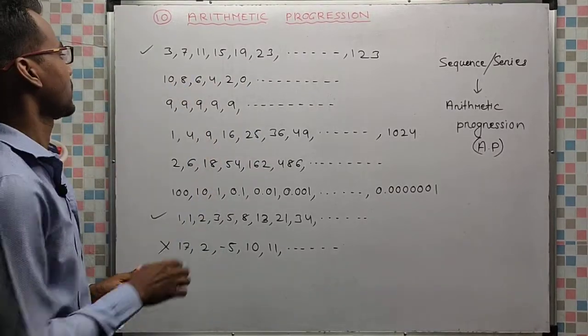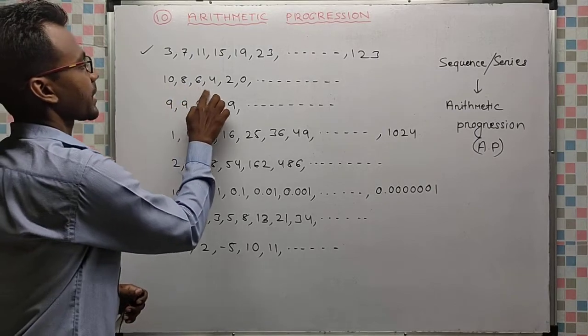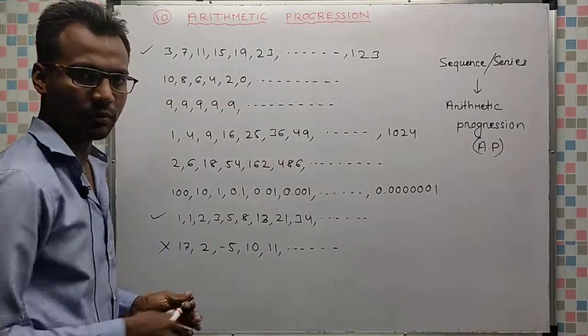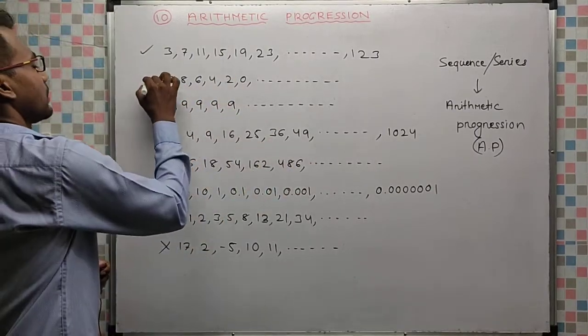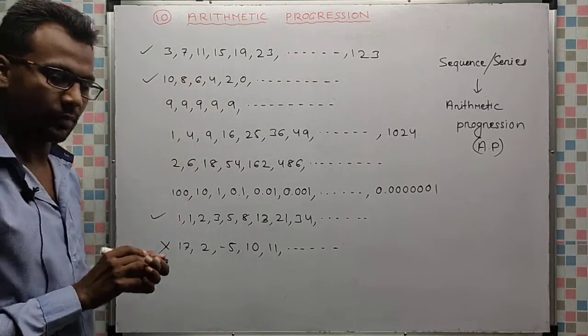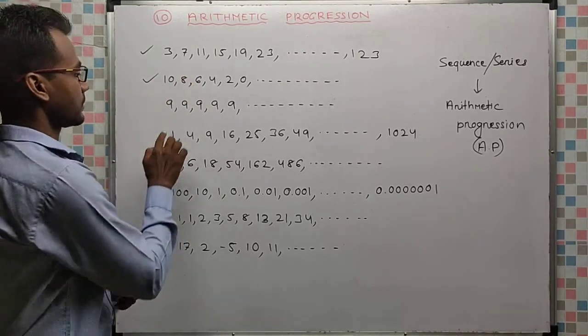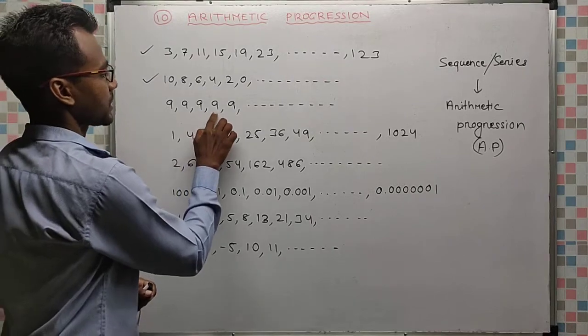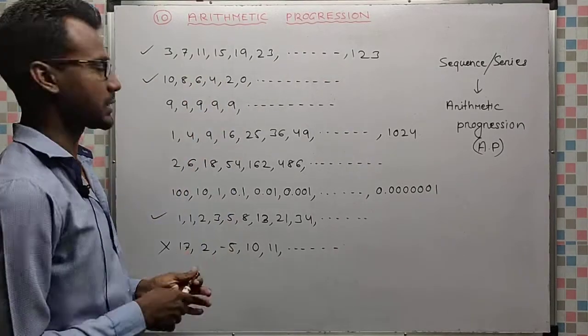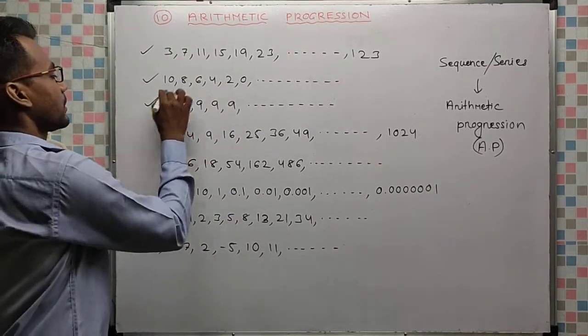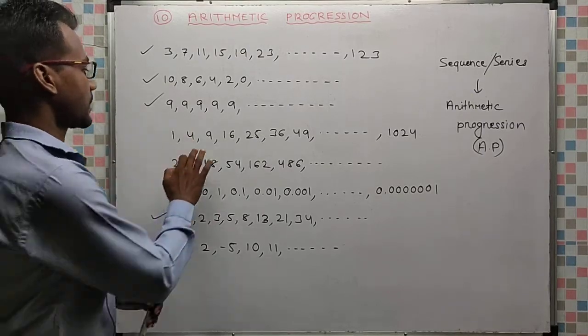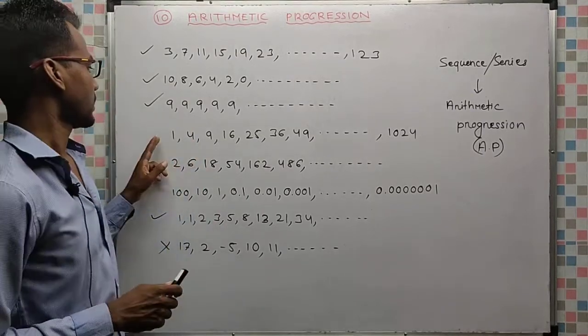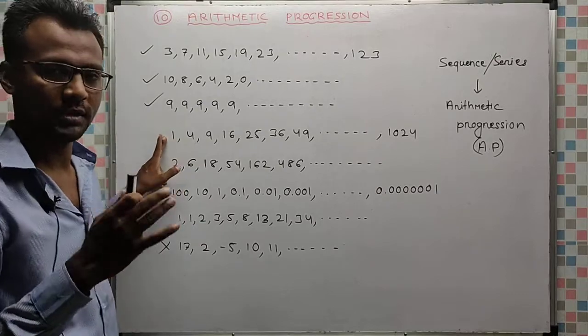Now see this one. Minus 2, minus 2, minus 2, minus 2, continue. This is also an AP. Now see this one. Plus 0, plus 0, plus 0, plus 0, or minus 0, minus 0. So this is also an AP. Now see this one. This is a sequence. Here I have written the numbers following a certain rule.